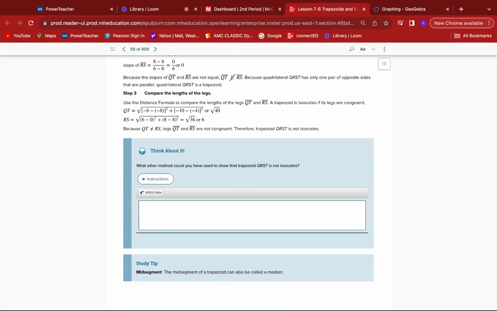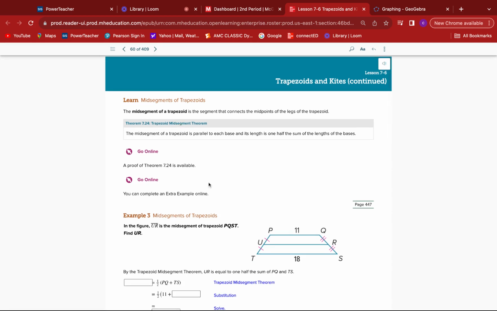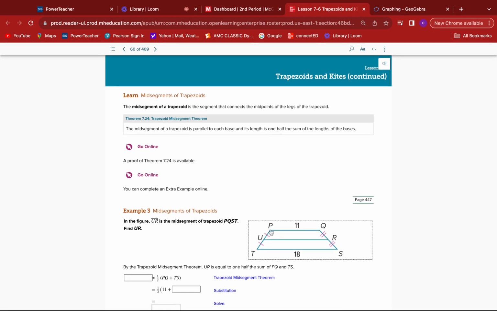All right, so it looks like that's it for this page. And okay, that's it for example number 2. At the bottom of page 447 in your workbook, they get into the mid-segment of a trapezoid. And I said it earlier, but for my visual people who may not have understood, PQ is a base. TS is a base because those are your parallel sides. PT is a leg. QS is a leg because those are not your parallel sides.